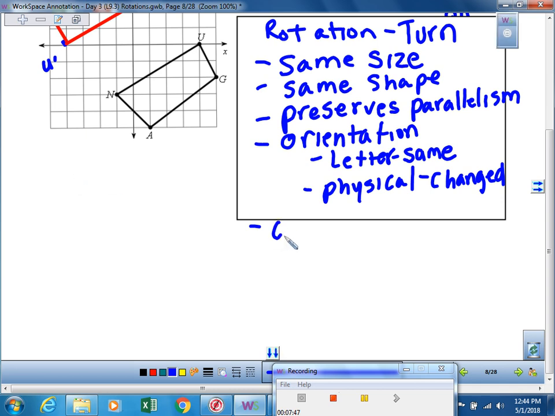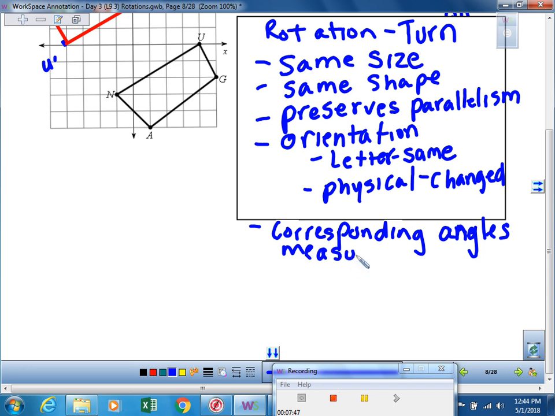Corresponding angle measures, and also corresponding side lengths. Angle measures are congruent, both. Angle measures are congruent, which means the same measurement. And then corresponding side lengths are congruent, also the same.